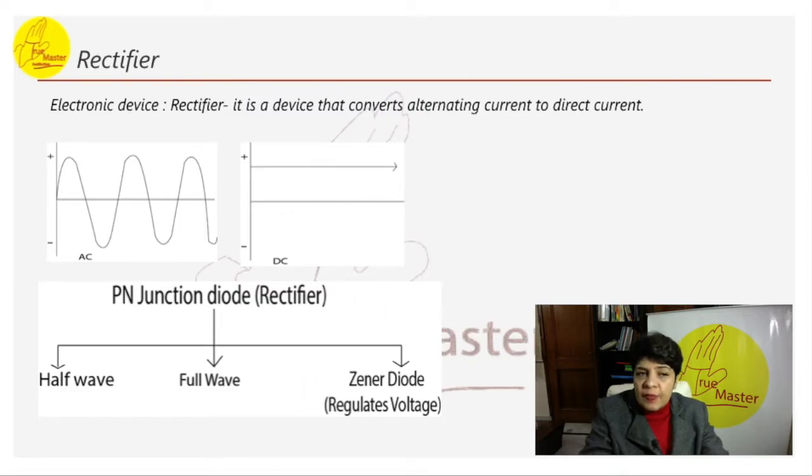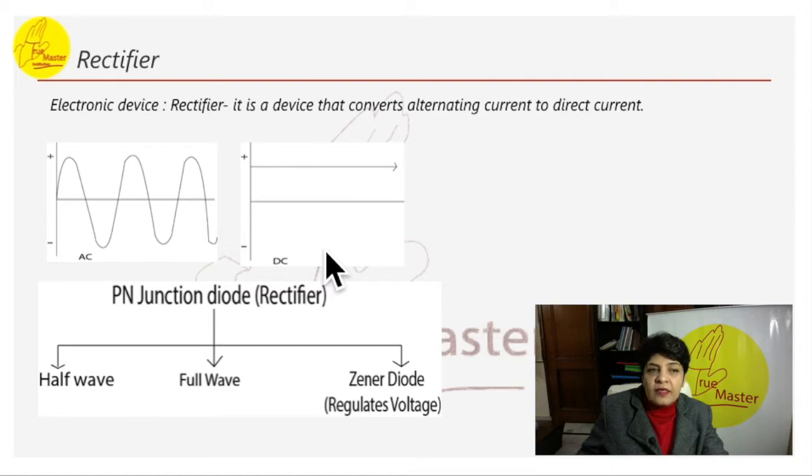What is the principle of a rectifier? When a PN diode is forward biased, current flows easily. When it is reverse biased, no current flows through it. So we are going to use this as the principle of rectification. This is a graphical representation, as I told you, for AC and DC current. So this device can convert from AC to DC.